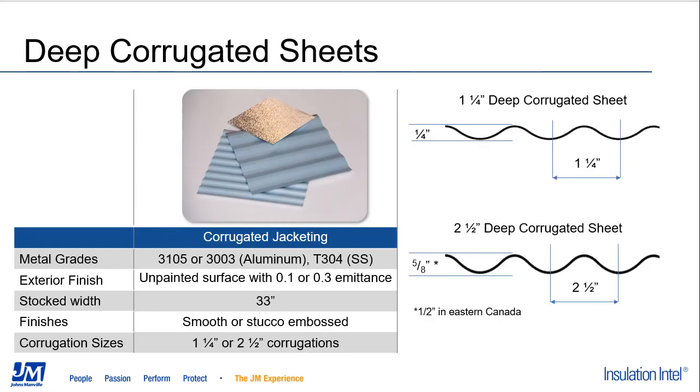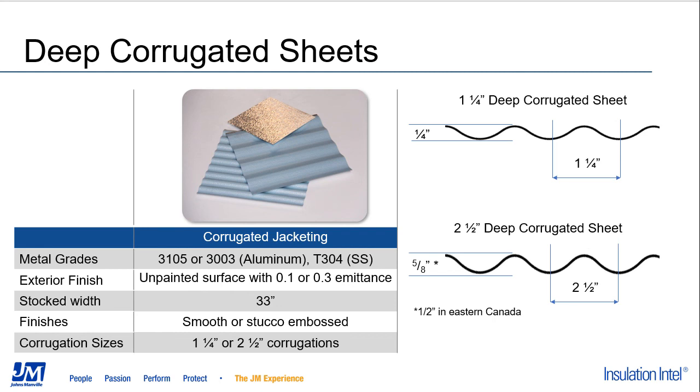The next product line is our deep corrugated sheets. These are our standard metal jacketing, cut to length, and with a sine wave sort of pattern pressed into it. These are available in either aluminum or type 3 or 4 stainless. The exterior surface is unpainted, so it has the natural emittance of the metal alloy used, 0.1 for aluminum, 0.3 for stainless. The interior surface has a polyfilm moisture barrier. The typical stocked width is 33 inches, and the standard sheet lengths are 8, 10, and 12 feet.